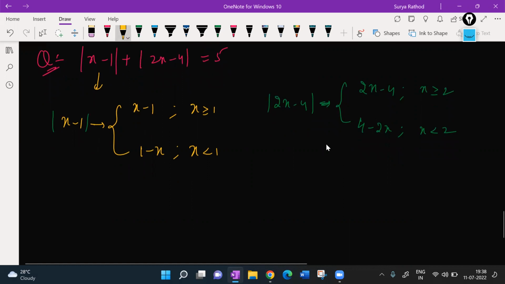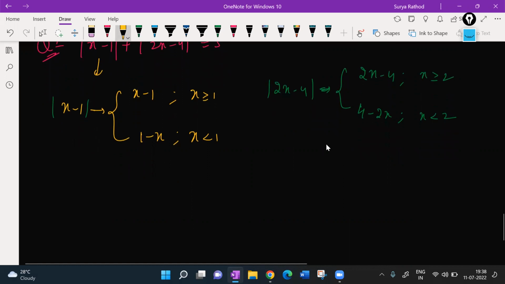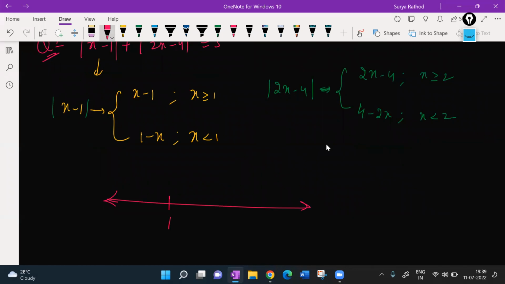Very good. Now look at this. I just got the inequalities. Let me plot them on the number line. What are the critical points you got, beta? 1 and 2, right? Now take the cases here. X greater than or equal to 1. So x less than 1. This is my x less than 1.